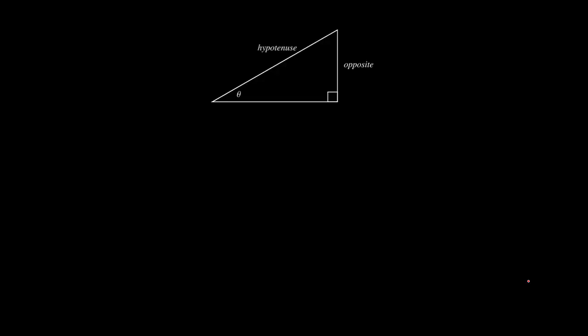So what we're going to prove here is that the sine of an angle is equal to the opposite length divided by the hypotenuse. We're going to do that using similar triangles. So what I want to do first is draw a triangle out on the unit circle. So we'll grab a right triangle.